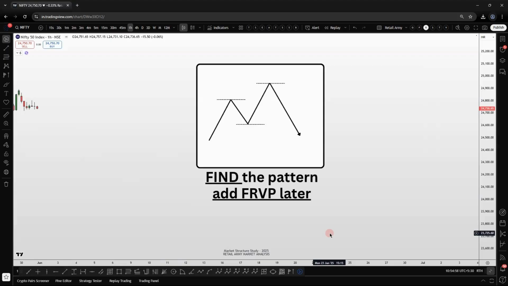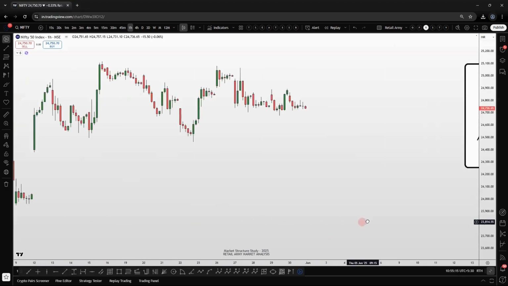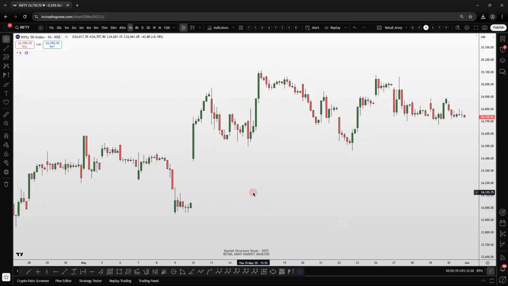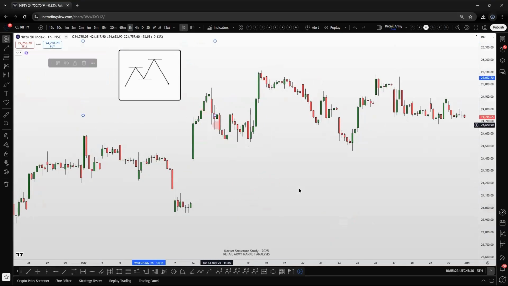This is a two-layer step. This is a two-step process. That's why it is a little bit advanced. Not everyone can do this. Only, let's say, 10% of the smart retailers can do this method. So if you look at this pattern right now in Nifty's chart, this is the Nifty 1 hour chart. Let me just show you the small pattern here, right? This is what we are looking for.